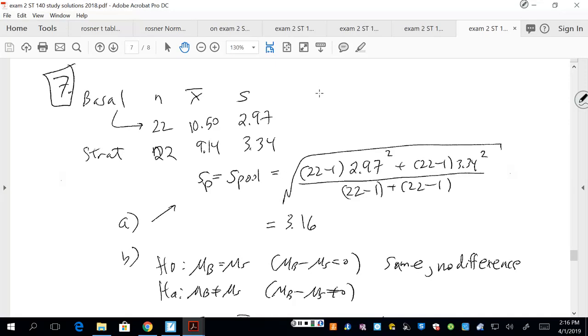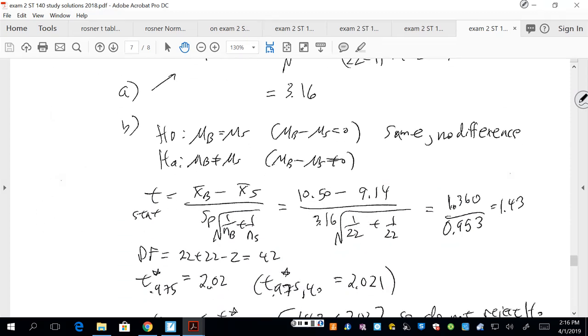So these were the two Basel and Stratton teaching methods, both 22 averages, standard deviations, the pooled one, the SOP. These are standard deviations, so we square them. This is actually just like a direct average of the 2.97 squared and 3.34 squared, because the sample size is the same. So it comes up to be 3.16. So it's kind of between those two. Have a good consensus.